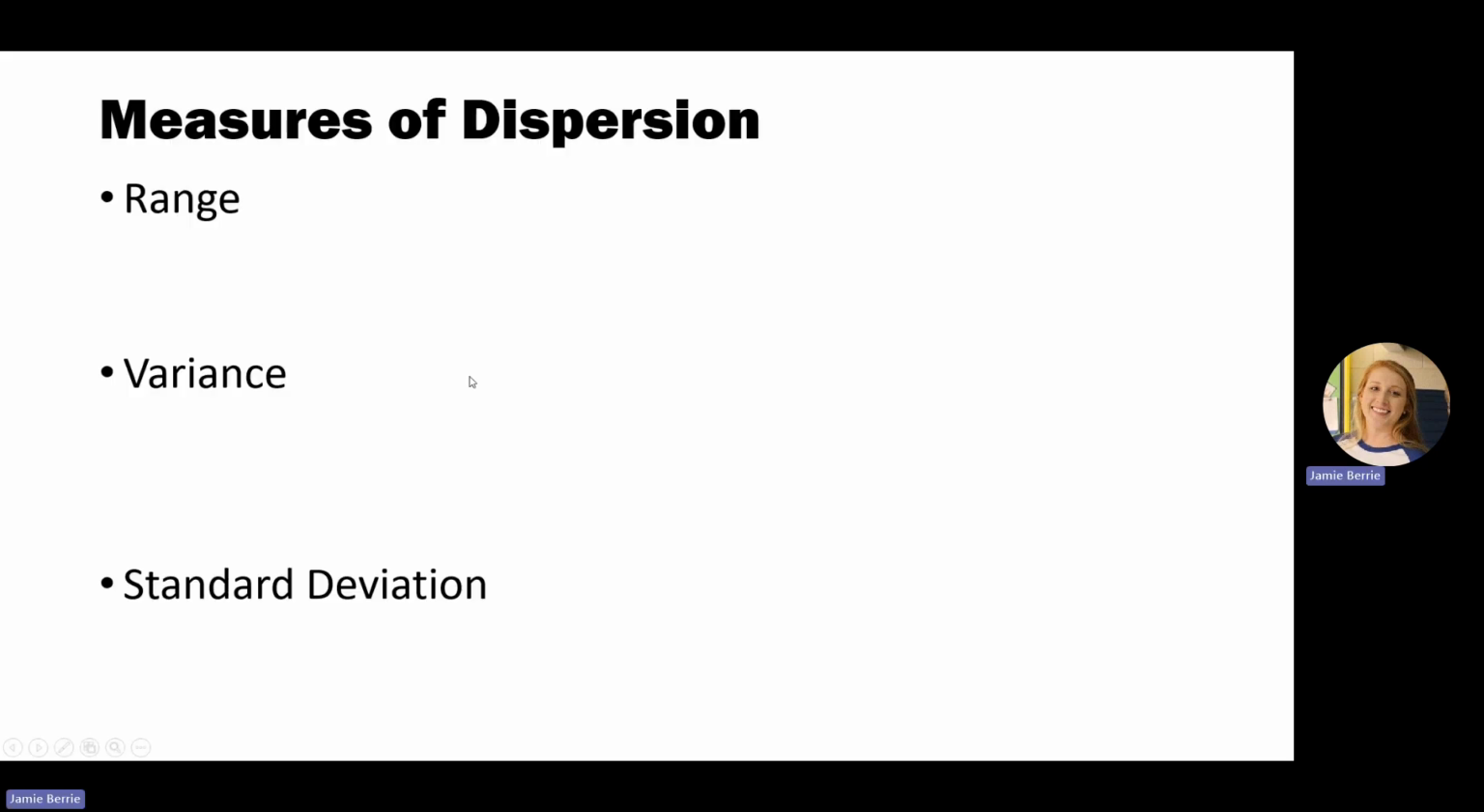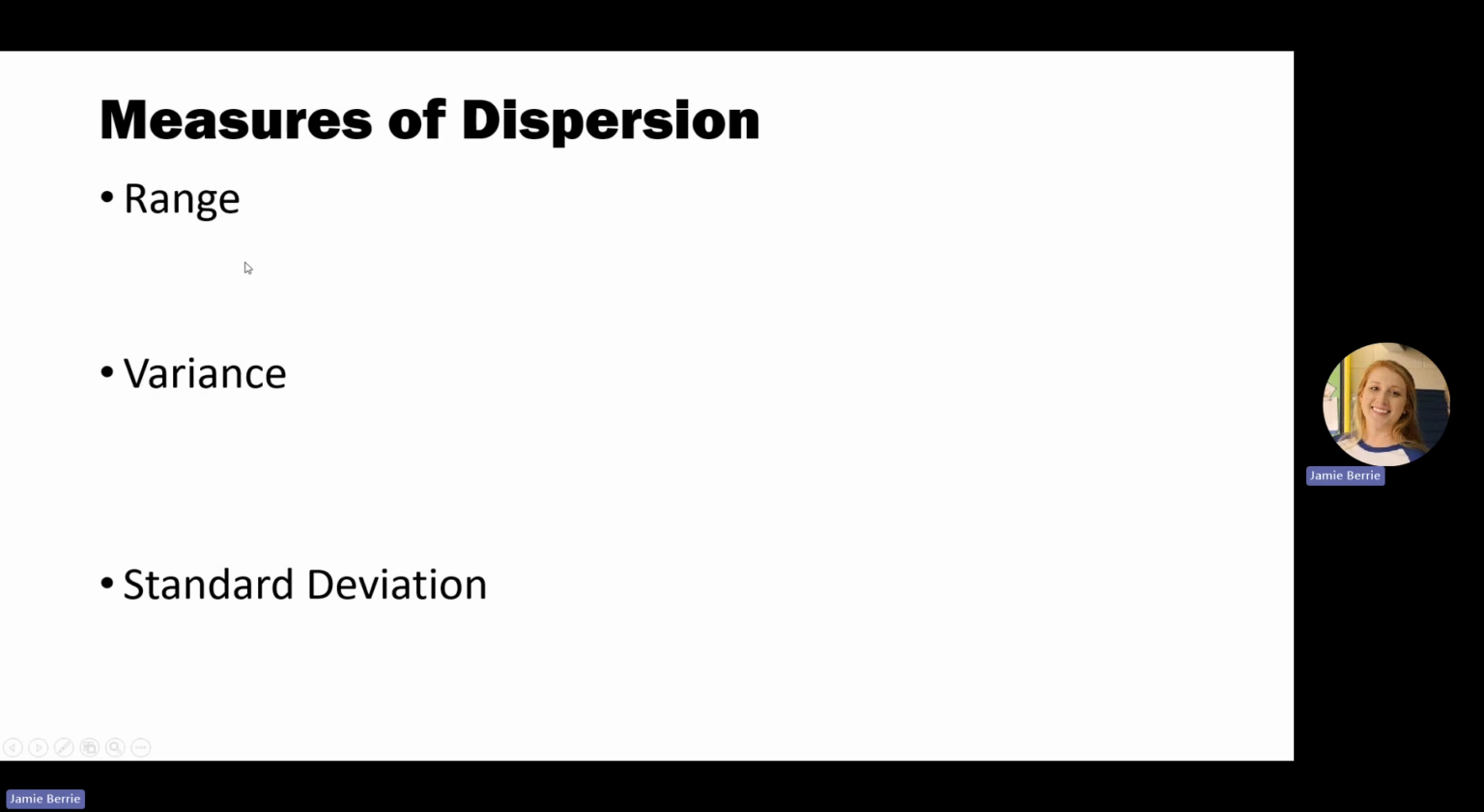All right, so let's talk about our three measures of dispersion. And I'm referring to three here. There are really more than three. You could also look at something called the interquartile range, which we'll talk about in the next video. But these are three measures of dispersion that are commonly calculated when you're working with a data set.